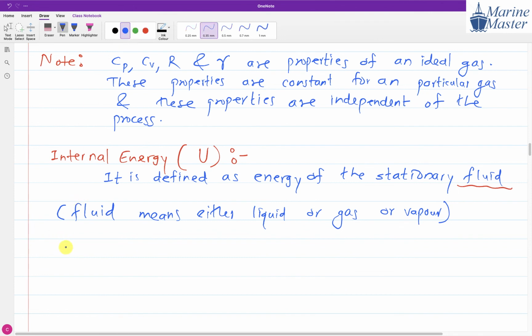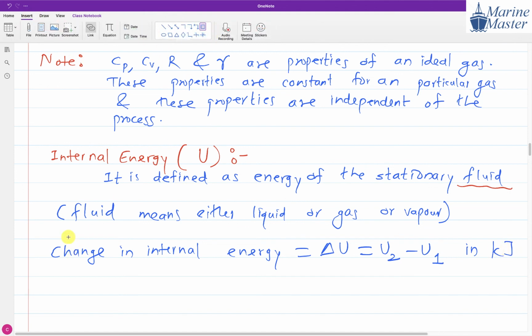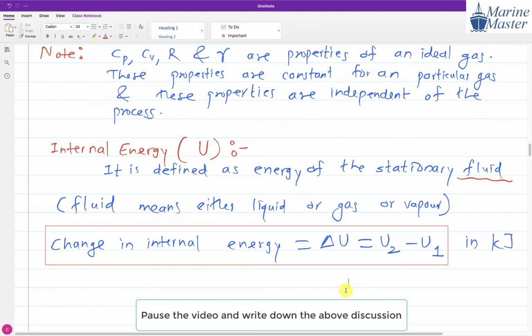There is one more thing: change in internal energy. We denote change in internal energy by delta U, and change means final internal energy minus initial. Its unit will be kilojoule. Please write down this relation.